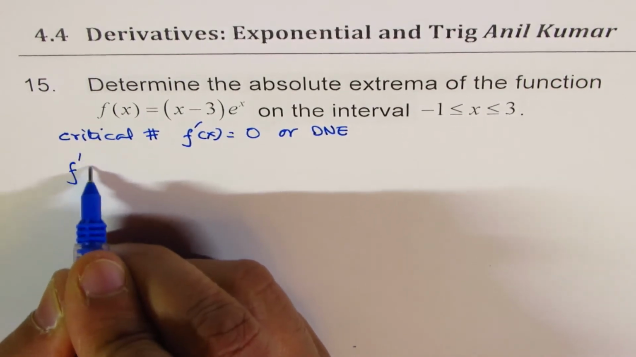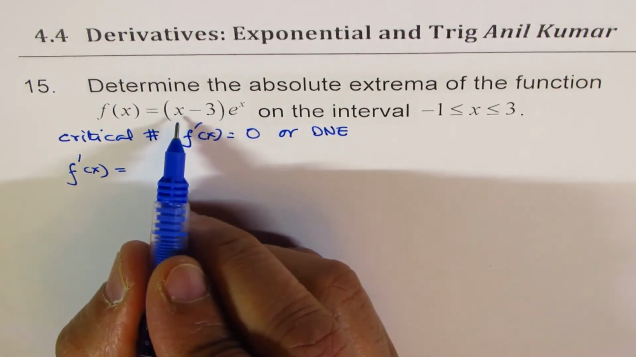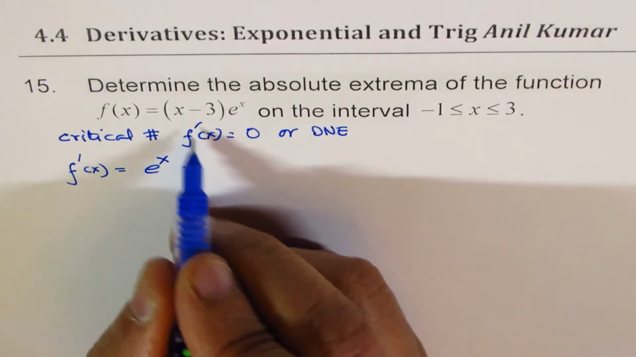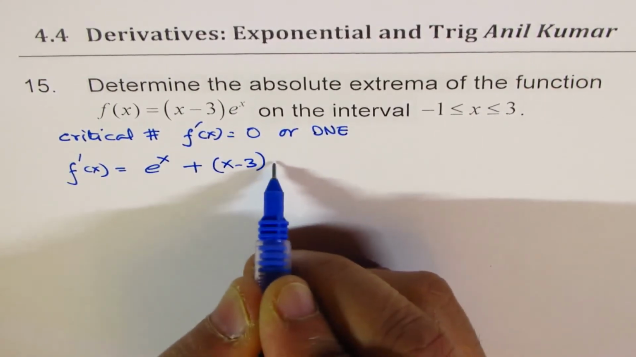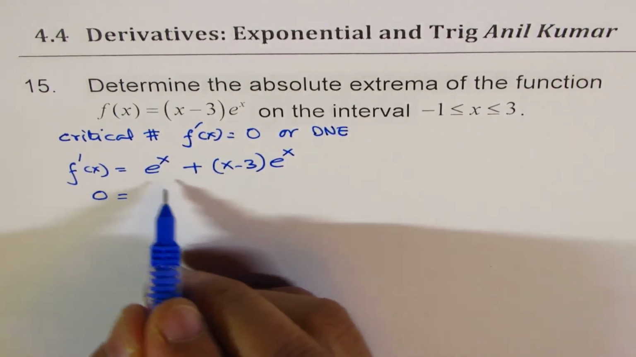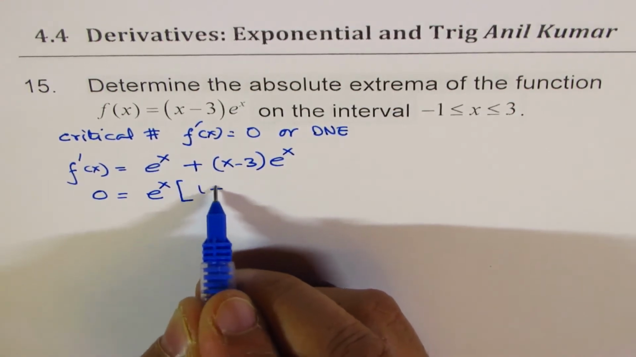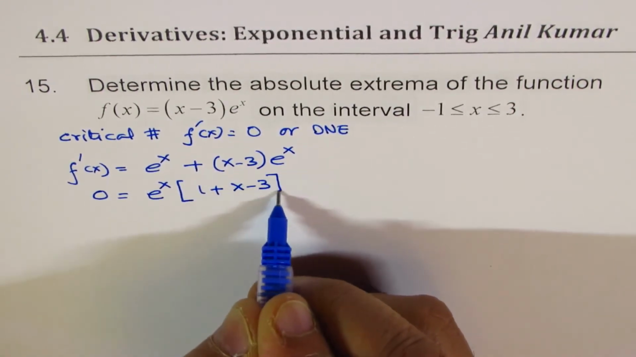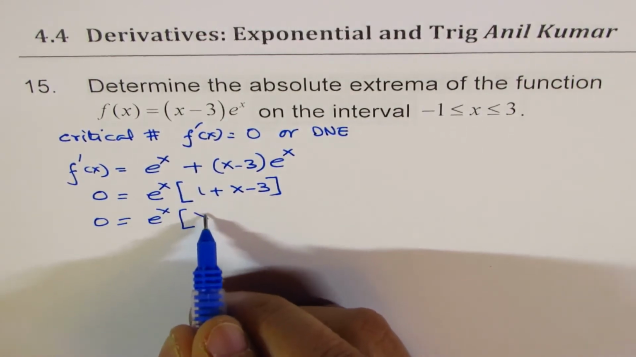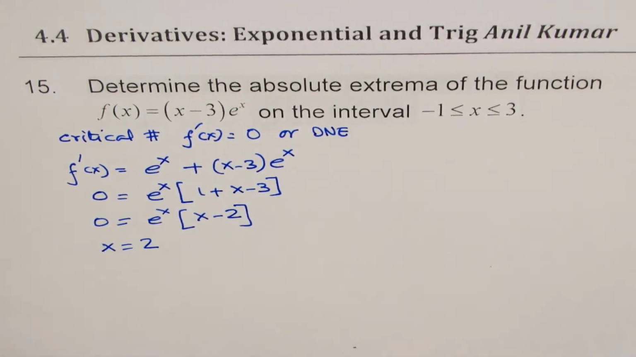The derivative of this function, we'll apply the product rule. The derivative of x minus 3 is 1, so we get e to the power of x plus x minus 3 times e to the power of x. Now if this derivative is 0, what is x? Let's figure it out. e to the power of x is common. We get 1 plus x minus 3, which gives x minus 2. So the critical number is x equals 2.